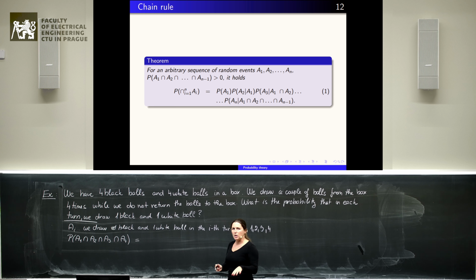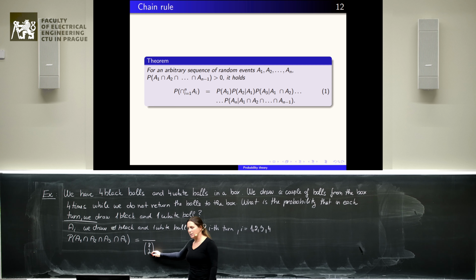Let's start from the beginning. We have 4 white and 4 black balls in the box. What is the probability that we turn one black and one white ball? The number of all possibilities how to choose a couple of balls from the total amount of 8 balls is 8 choose 2. The number of couples, the number of pairs from 8 elements.